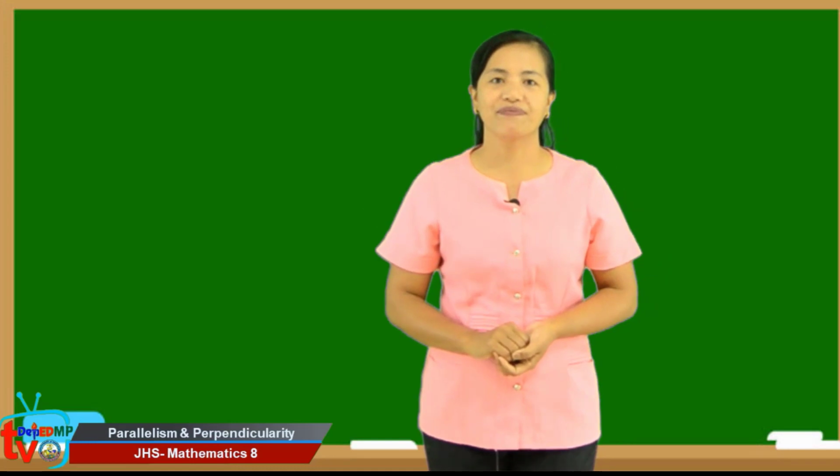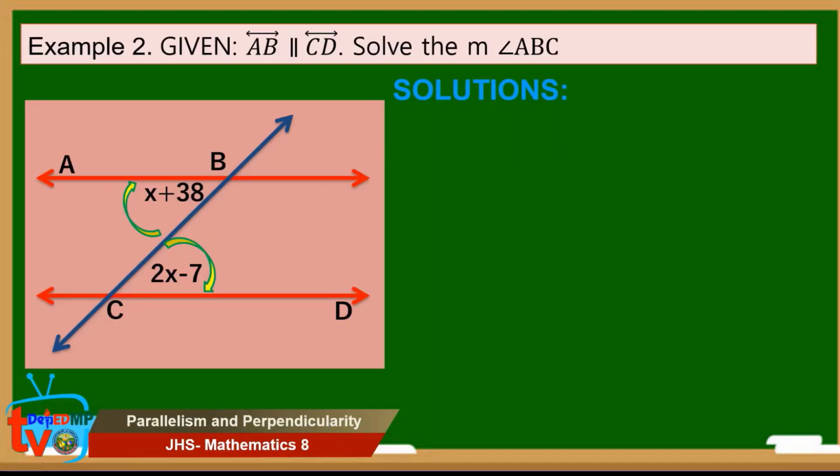Next example. Example number 2. Given that line AB is parallel with line CD, solve the measure of angle ABC. To understand, again, consider the given and their location in the figure. This will help you determine the relationship and guide you to form your equation. In the problem, we need to solve for the value of x first.